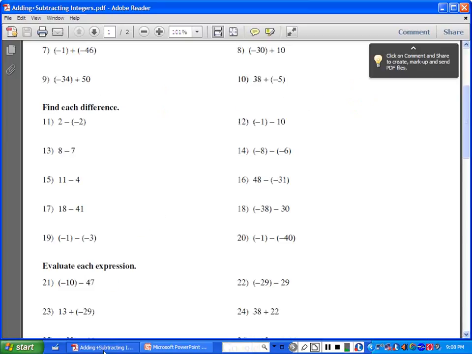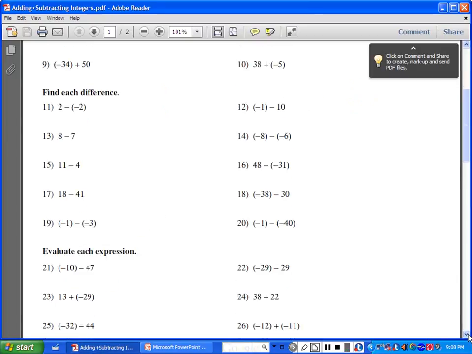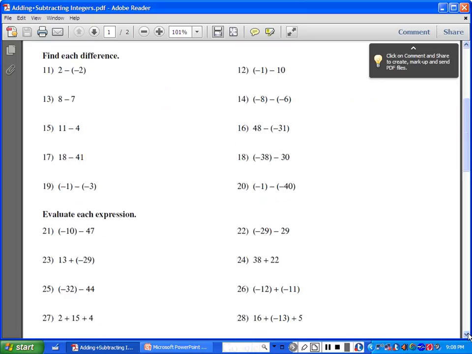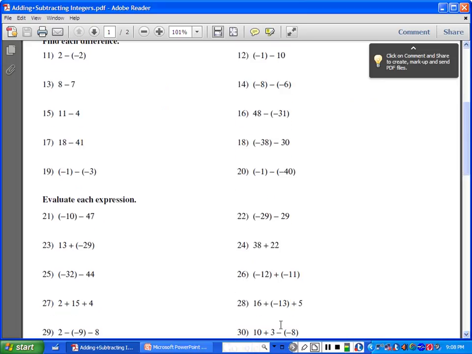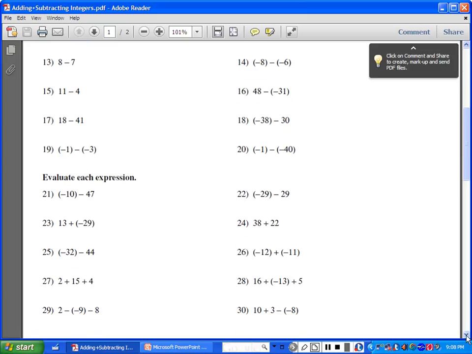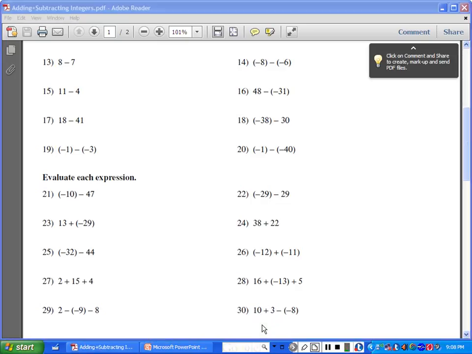Maybe one more. Let's try number 29. 2 minus a negative 9 minus 8.